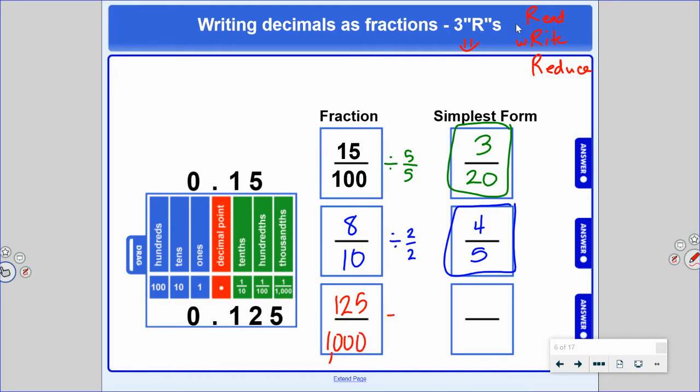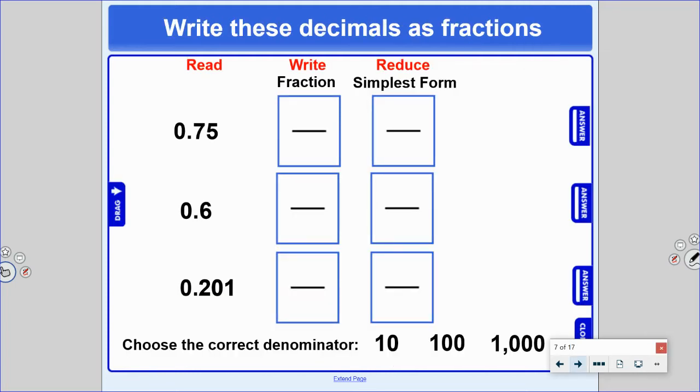Now, by the way, yes, you could reduce by 5 repeatedly. So if I reduce by 5, that would be 25 over 200. If I reduced by 5 again, it would be 5 over 40. If I reduce by 5 again, it would be 1 over 8. But a heads up that you could have saved yourself time if you had noticed that the greatest common factor of both of those is 125. Maybe you wouldn't notice that right off the bat, so don't worry about it. One way or the other, you should get to simplest form of 1/8. So read it, write it, and reduce it. I'm going to ask you to pause, put time in for yourself. Come on back when you're ready.